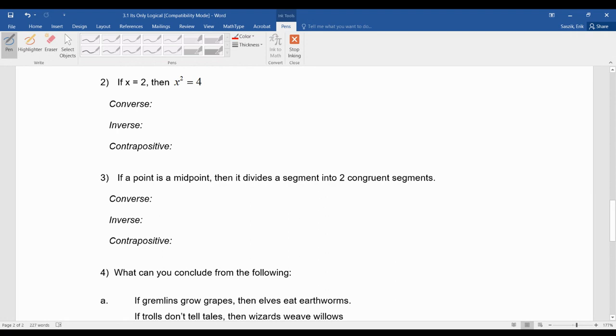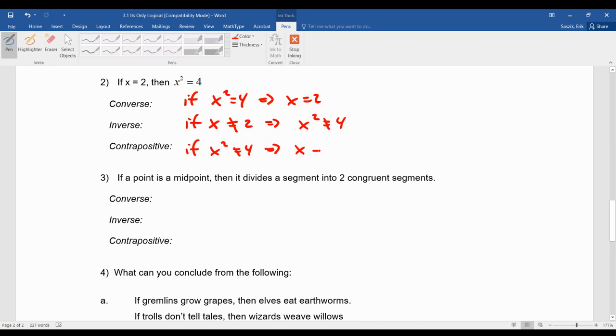Okay. Now let's look at one more together here. If x equals 2, then x squared equals 4. So the converse would be what? If x squared, got some disappearing ink. If x squared equals 4, then x equals 2. We'll discuss the truth factor afterwards. The inverse would be what? If x does not equal 2, then x squared does not equal 4. And the contrapositive would be if x squared does not equal 4, then x does not equal 2.